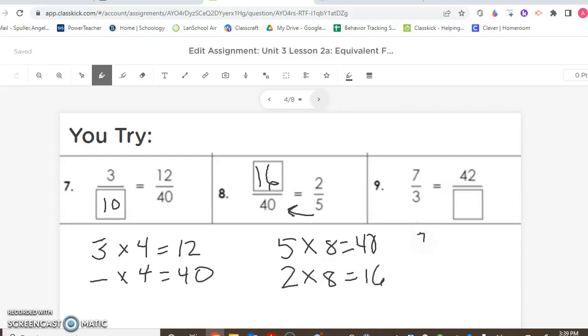All right, let's do this one. 7 times something equals 42. Well, I know 7 times 6. So I'm going to say 3 times 6 equals 18. So up here is going to be 18.